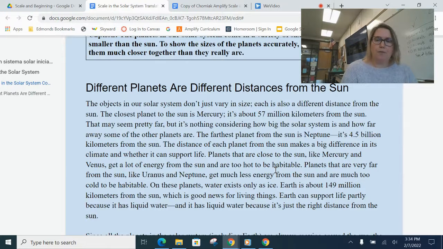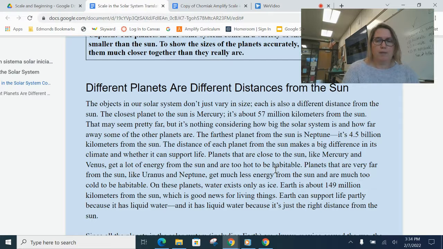Each is also a different distance from the sun. Okay, the closest planet is Mercury, about 57 kilometers from the sun. That may seem far, but it's nothing considering how big the solar system is and how far away some of the other planets are. The farthest planet is Neptune. It's 4.5 billion kilometers from the sun.